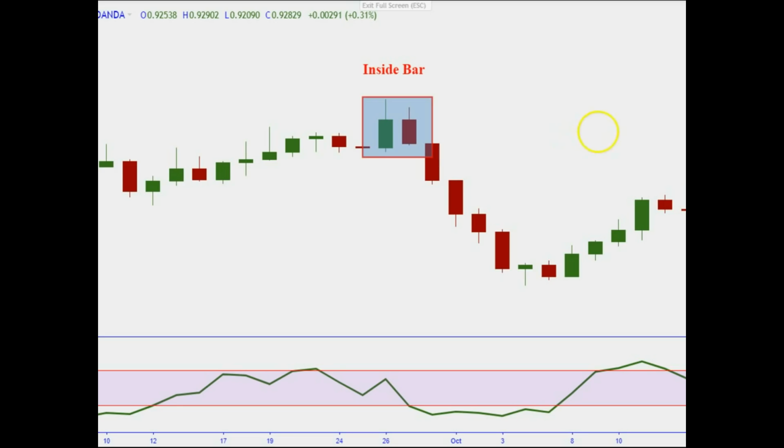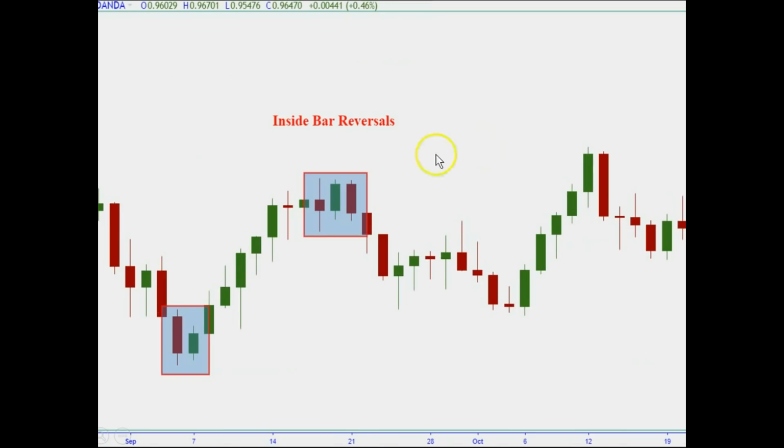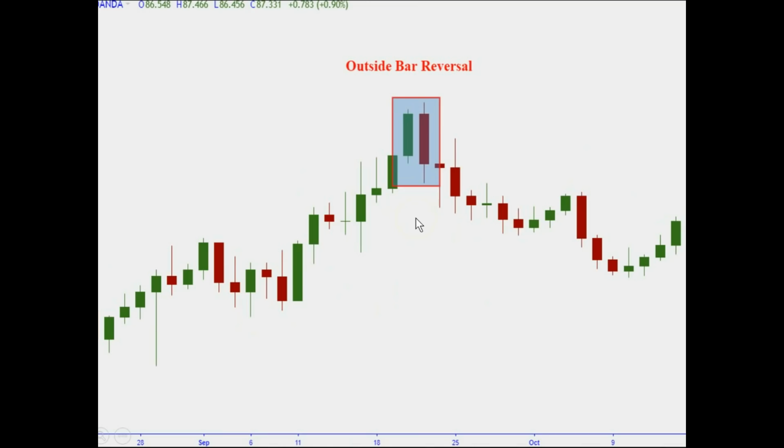So we can use inside bars to enter the market using the Williams %R also. We would develop that and put that with our entry sign from the Williams %R. As you can see, inside bar reversals, and the market reverses on these inside bars. Then you have outside bar reversals. You could use these also.